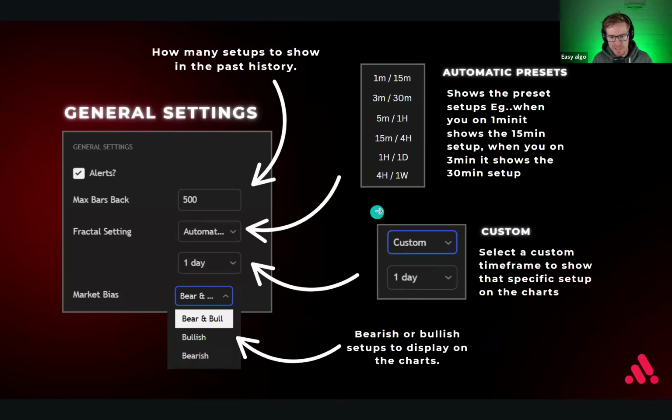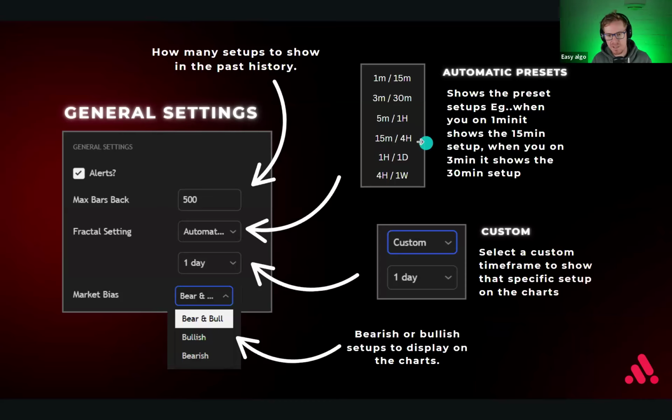So if we set this to 1 day and we go to a 5-minute chart, it's still only going to show us the 1-day setup. So this can be a great way if we just want to keep it set to one specific time frame and then go into a lower time frame to look for possibilities within that frame.